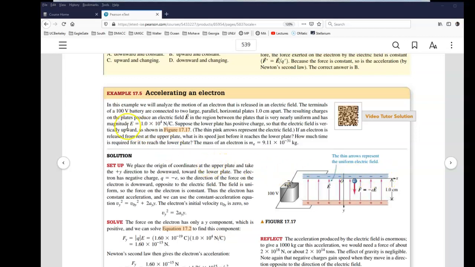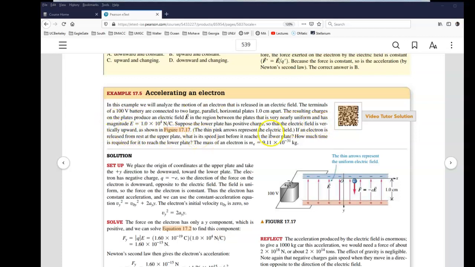The terminals of a 100 volt battery are connected to two large parallel horizontal plates 1 centimeter apart. The resulting charges on the plates produce an electric field E, and E is equal to 10,000 Newton per Coulomb, 10 to the 4 Newton per Coulomb. Suppose the lower plate has positive charge so that the electric field is vertically upward.